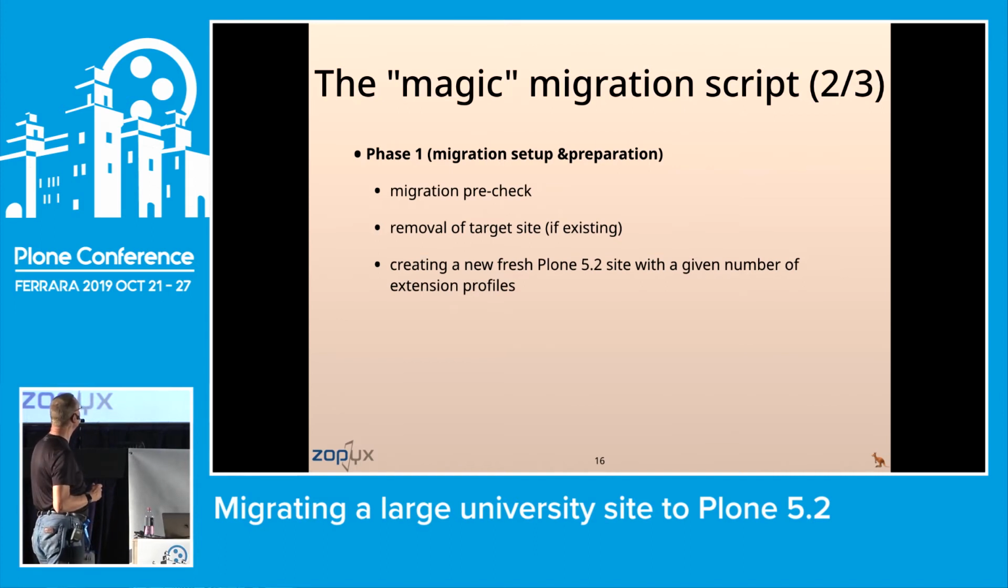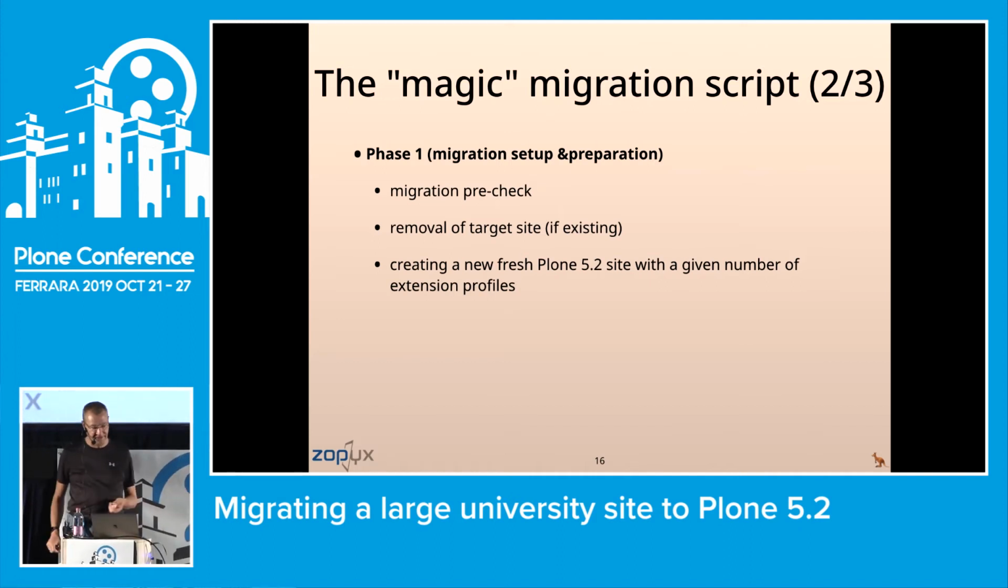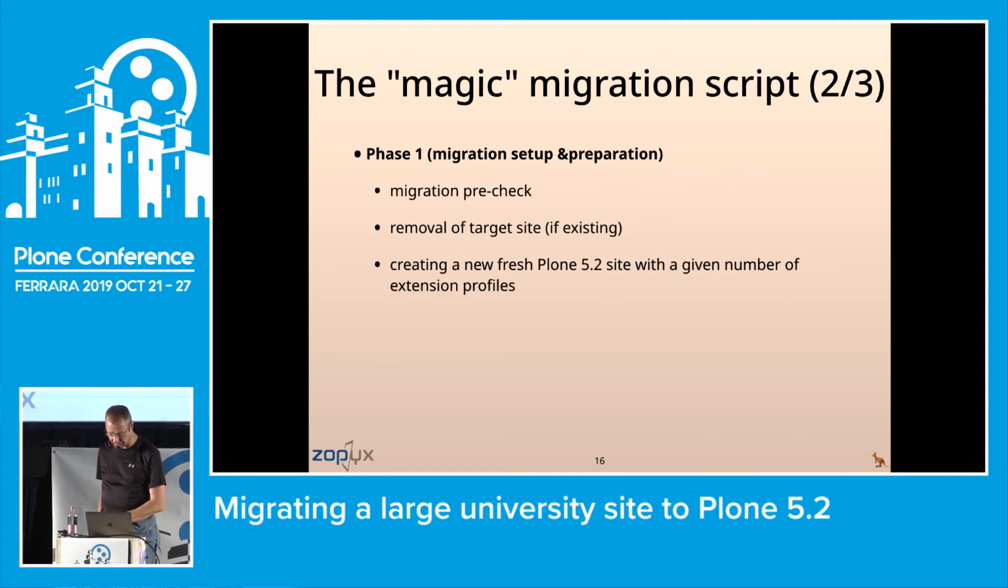And then in the first step, it creates, over the REST API, a new Plone 5 site with a given number of extension profiles. So after the first phase, you get a new, fresh Plone 5 site with a given set of policy packages and extension packages.